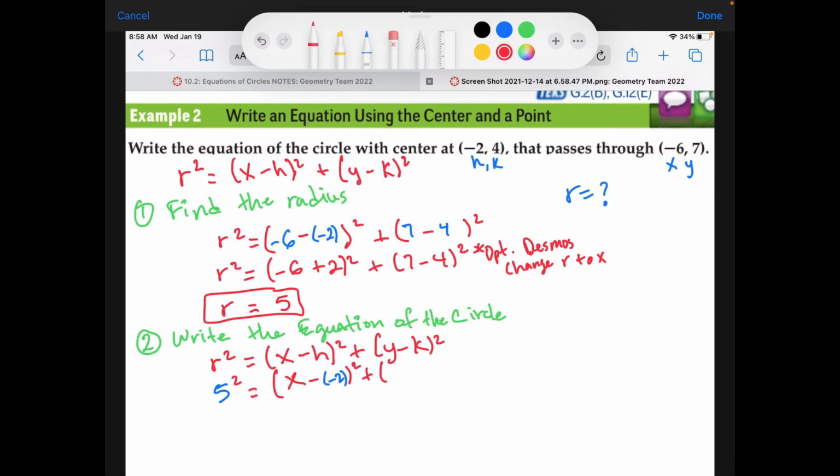H, once again, was at -2. And your k was at 4. Let's go ahead and simplify this. 5 times 5 is 25. Negative times a negative is a positive.